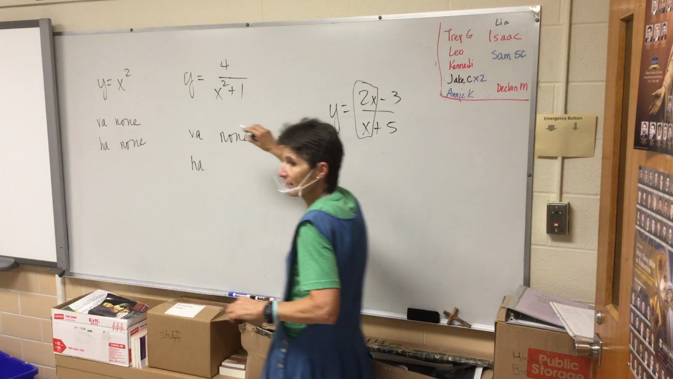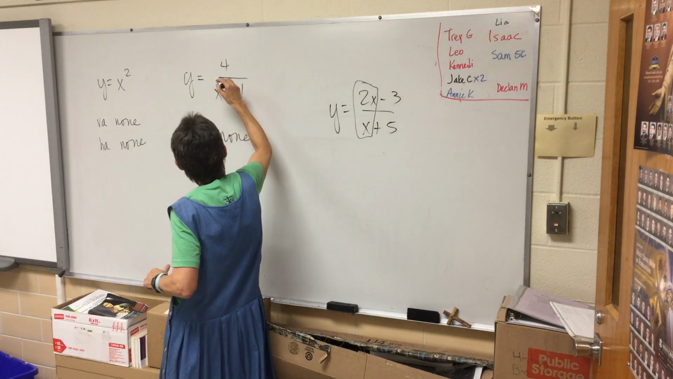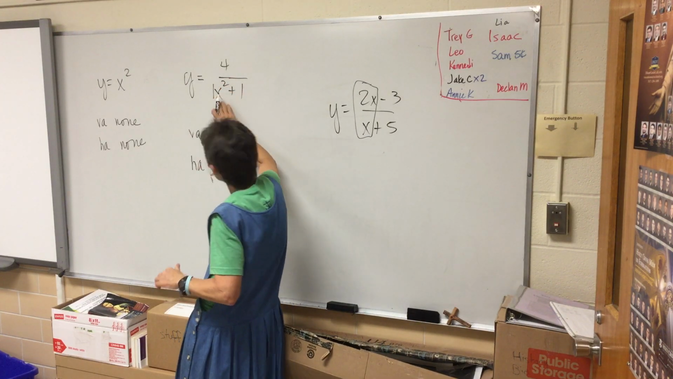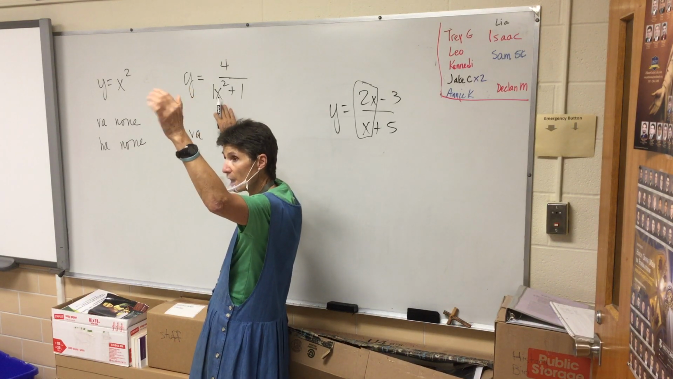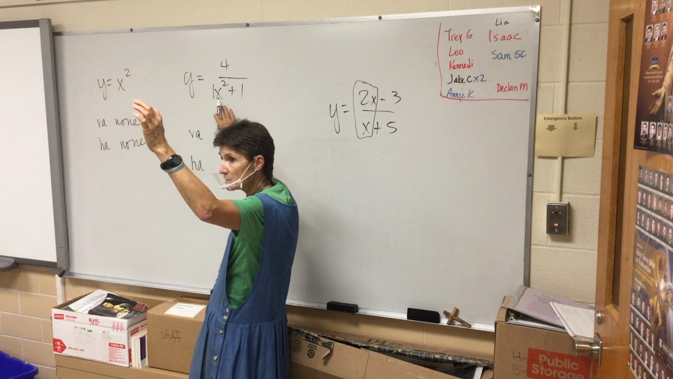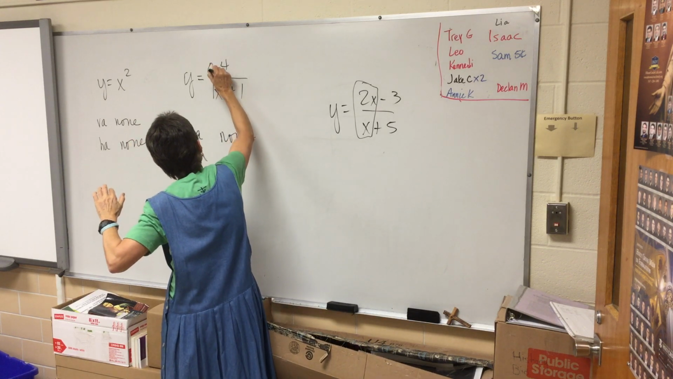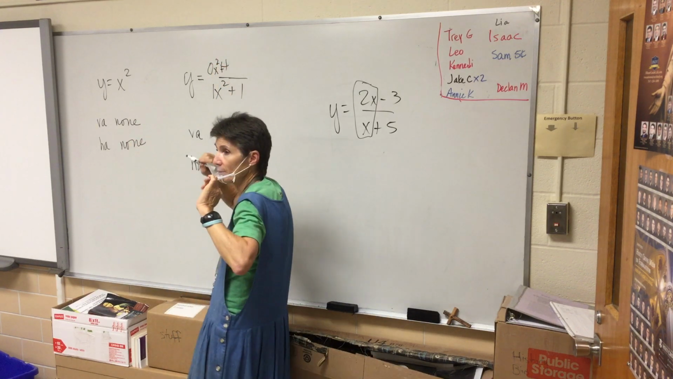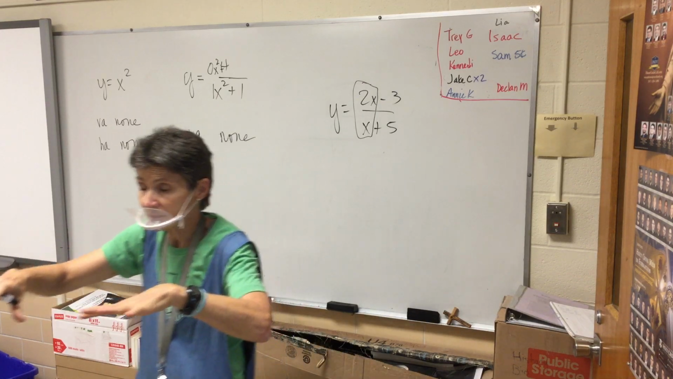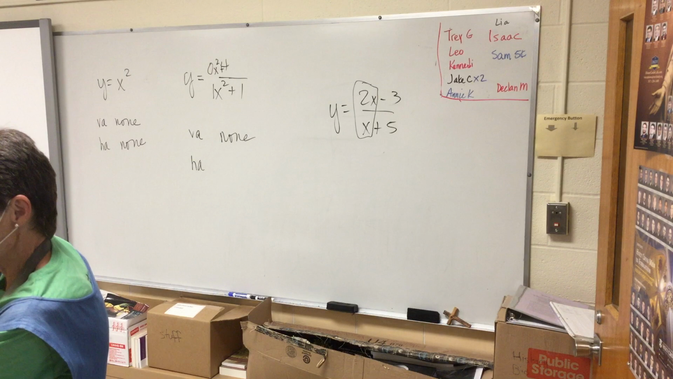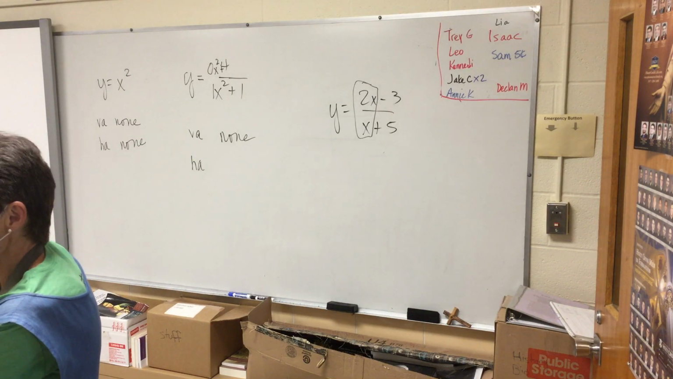Now, if I do that over here, I've got a 1x squared in the bottom of the problem. How many x squareds are in the top of the problem? 0. So I'm going to physically write 0x squared up there on the top. Because when I do horizontal asymptotes, my job is to compare the x's on the bottom and the x's on the top.